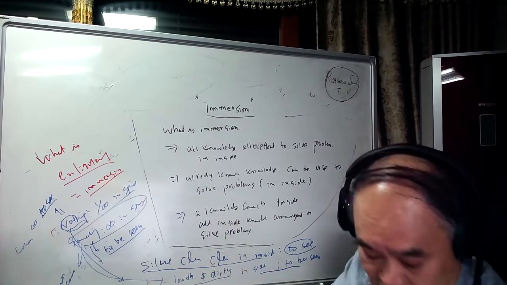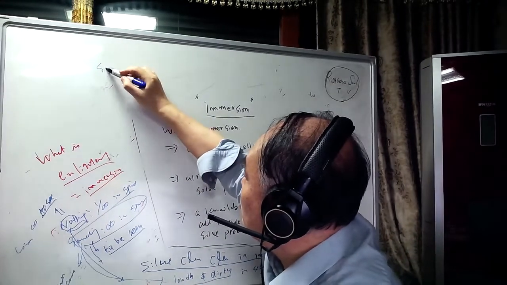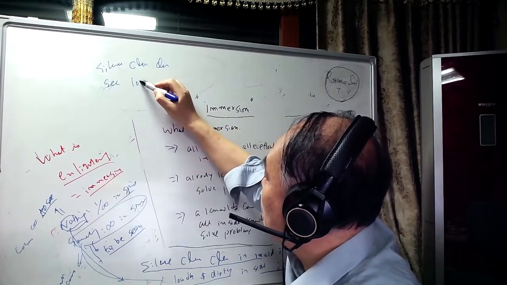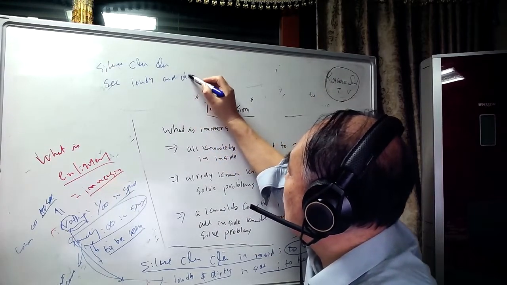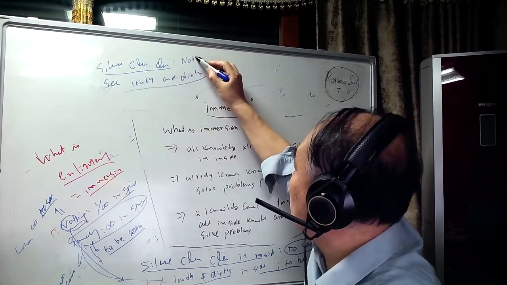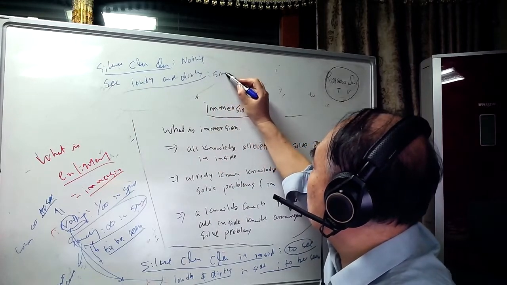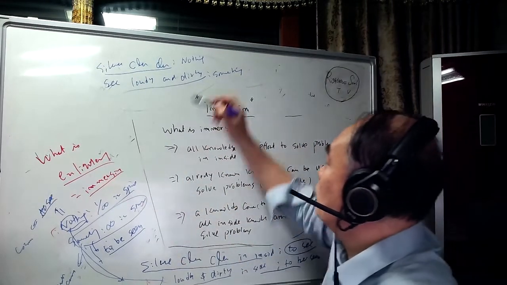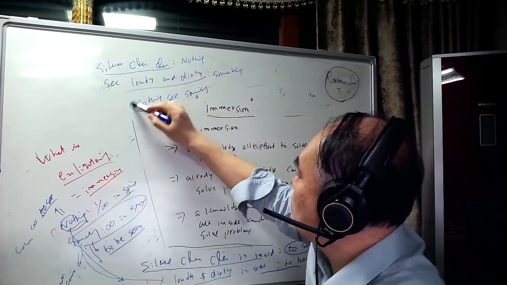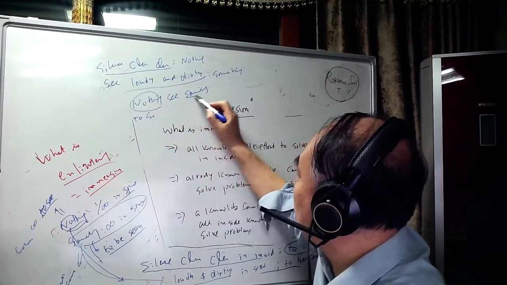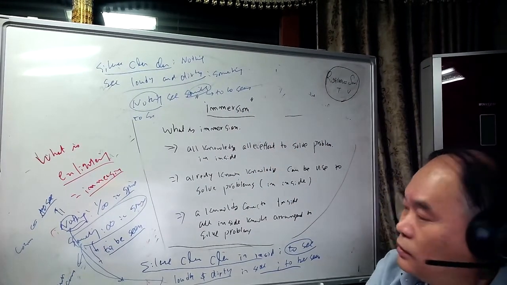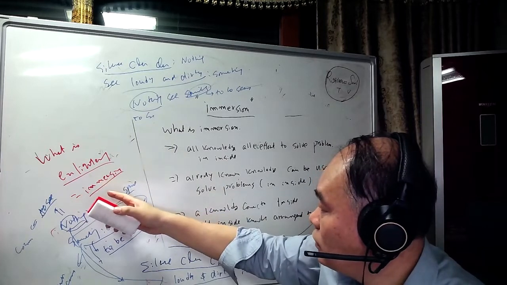It is somewhat getting interesting. Silence, clean, clear sees loud and dirty. Silence, clean, clear is nothing. Loud and dirty is something. So nothing sees something. Nothing is to see. Something is to be seen. What is it? Nothing, something. I'm trying now to explain enlightening emotions.